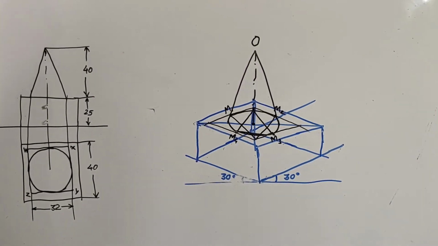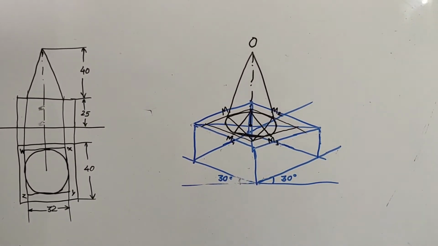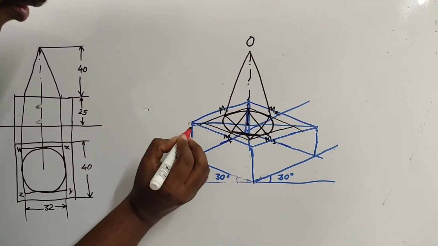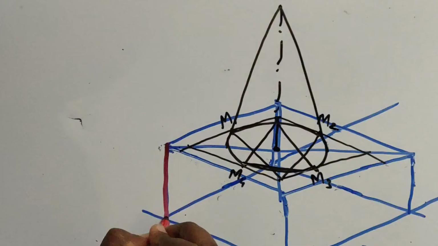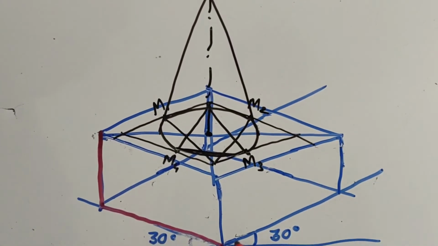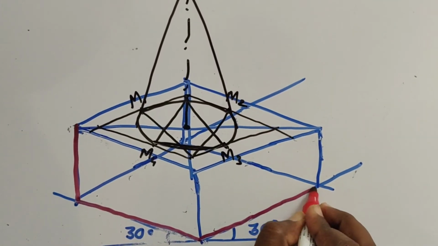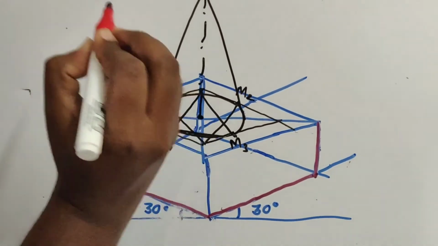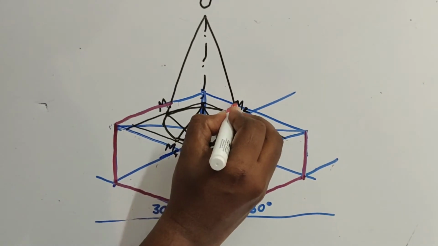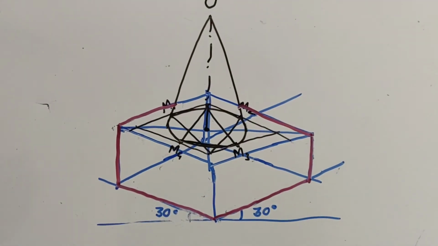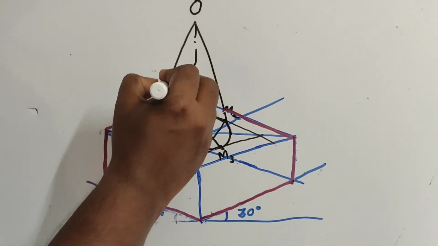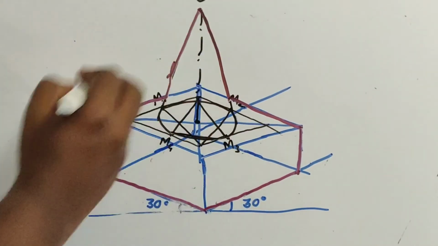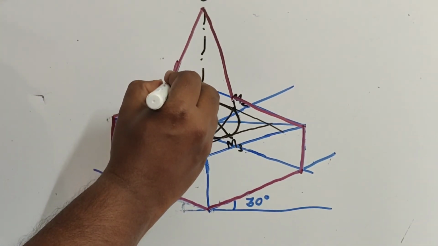Finally, we have to complete the visibility. How to check the visibility? All the outer edges are visible. So let us check which are the outer edges. So this is an outer edge. This is another outer edge. This part is outer edge. So from here to here it is an outer edge. This is also an outer edge. Okay, and from here to, so this much portion is the outer edge.